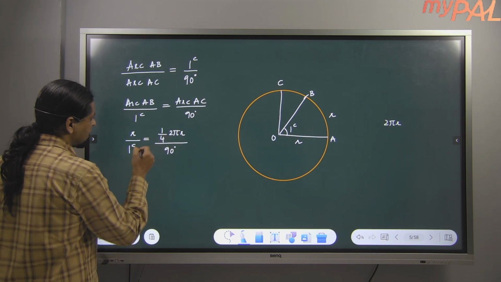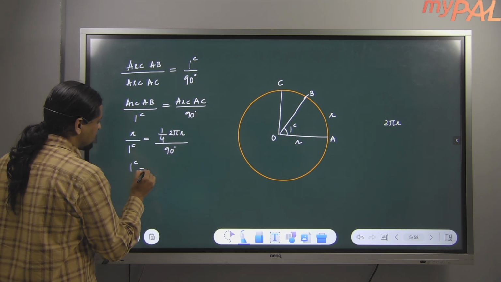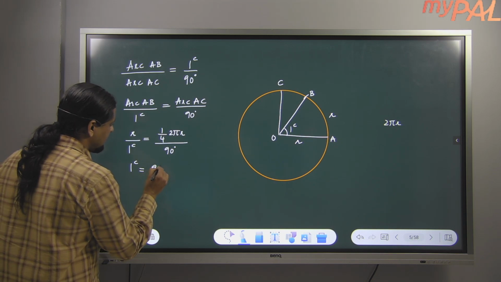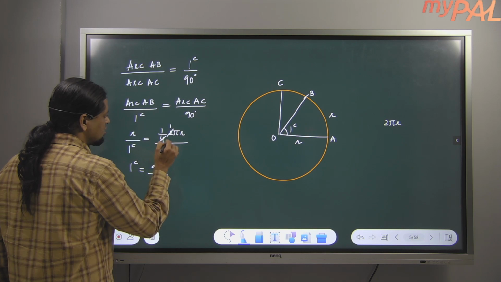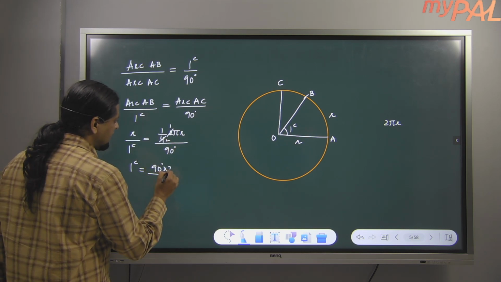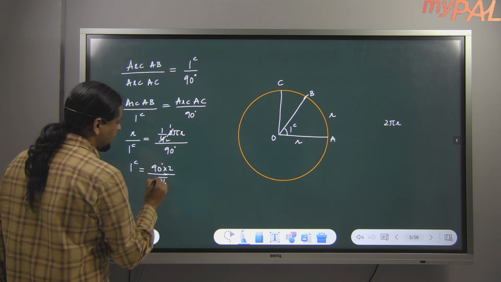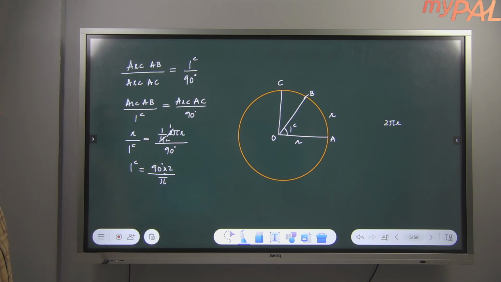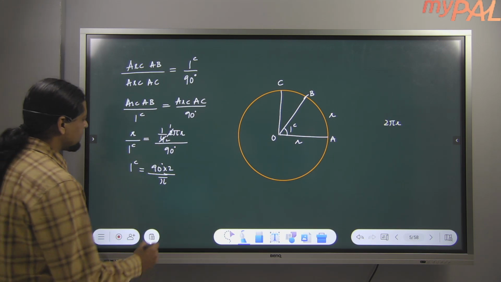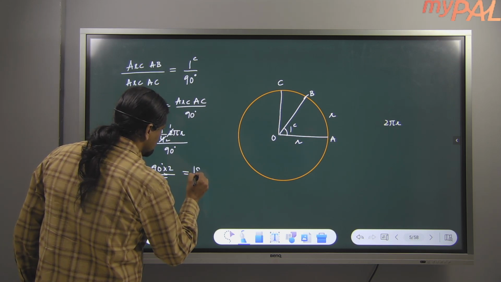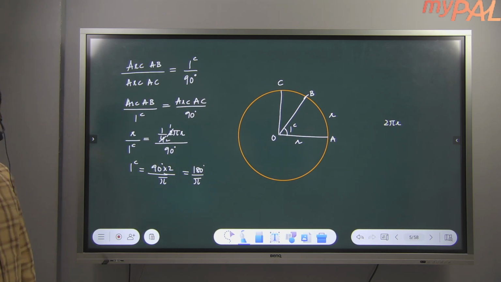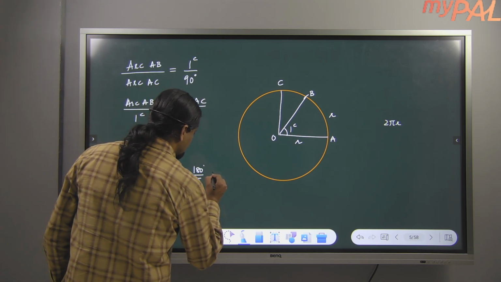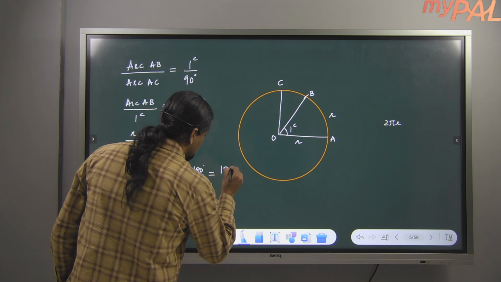So r and r get cancelled and 1 radian will be equal to 90 degrees divided by, what happens to this? This goes once, this goes twice. So 90 degrees into 2, whole divided by pi. Correct? So 1 radian is nothing but equal to 180 degrees by pi. 180 degrees by pi. Do we know the value of pi? We know that pi is approximately equal to 22/7.